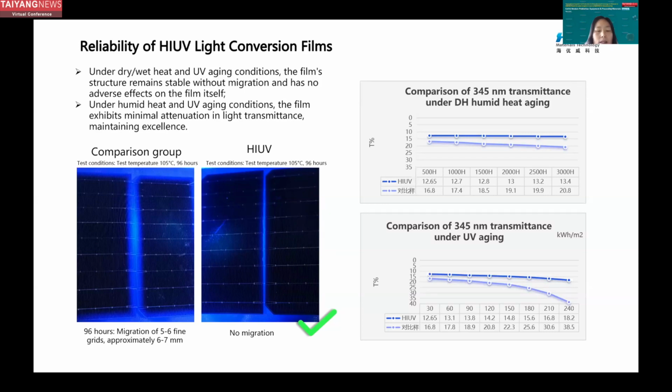You may ask if there are any side effects. We can see through the transmittance of the DH and the UV aging testing that so far, the current performance is still relatively good.